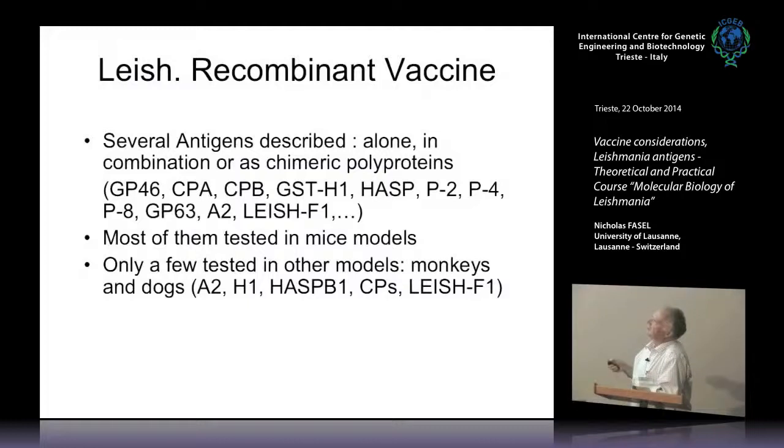As said, there is a series of antigens which have been tested. Most of them have been tested in mice, and only a few of them have been tested in monkeys and dogs. That's one of the problems. One of the key issues is really the financial support you can get to do even your dog trial. It's not cheap. And so some years ago with Paul, we spent quite a lot of money on dogs.